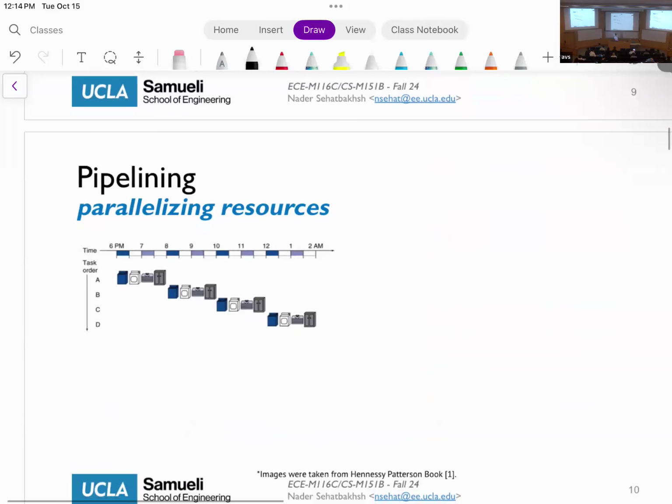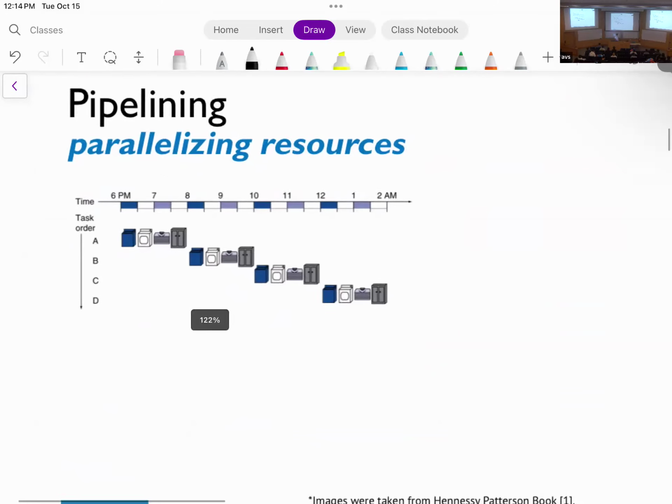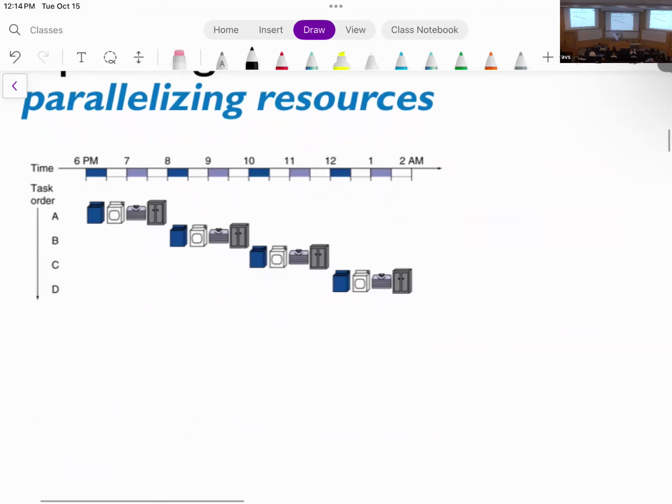And this is the idea of parallelizing or pipelining, okay? The pipelining design is like, the book is using this analogy of laundering.